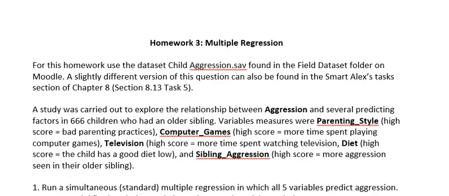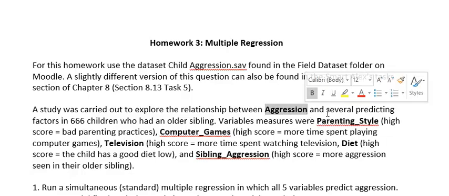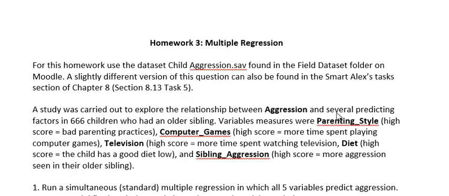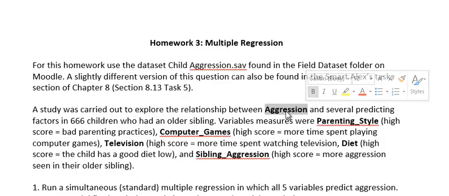All right, you guys, I'm going to give you a brief outline on how to run a multiple regression. So here's the data set, child aggression, and the relationship between aggression, that's the DV, and several predictors. These are all your IVs, right? A predictor is an IV in a multiple regression, and this is the DV. The DV can also be called the output or the criterion.